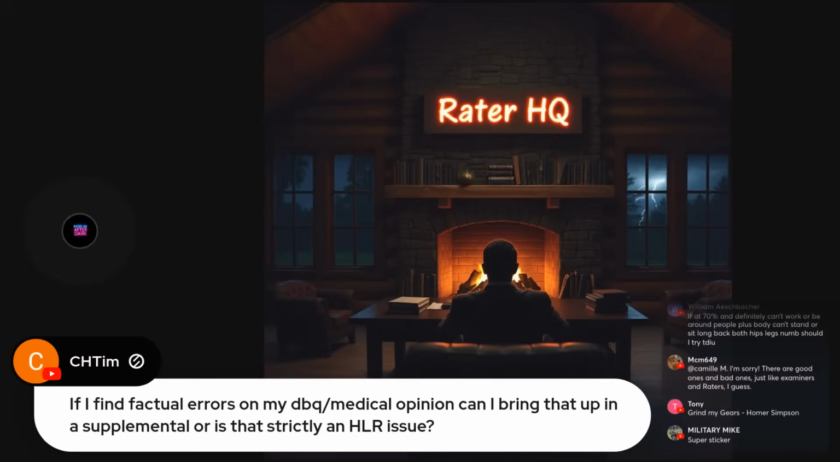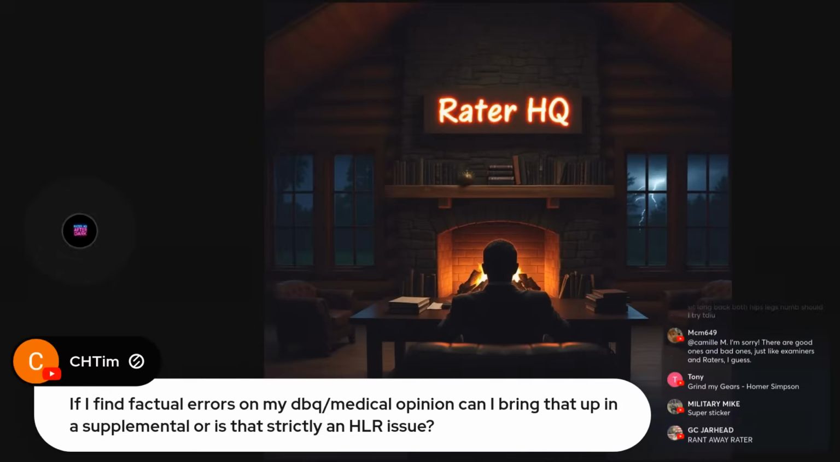If I find factual errors in my DBQ, I would say supplemental. You could do a higher level review, but what'll happen is it'll just be a duty to assist error and they will shift into getting you a new exam. Both of them are getting you a new exam.